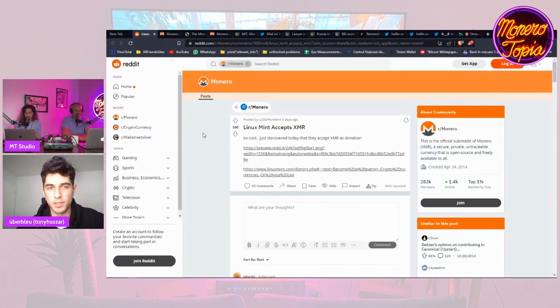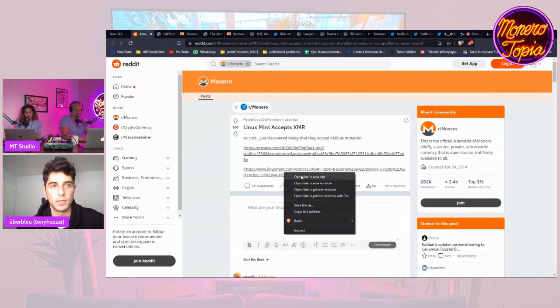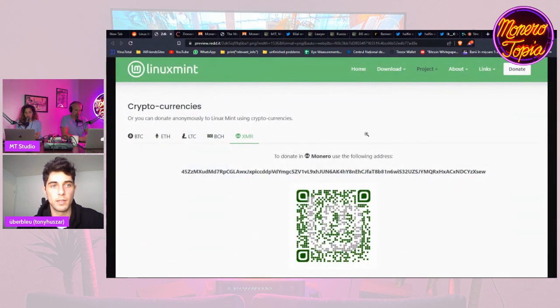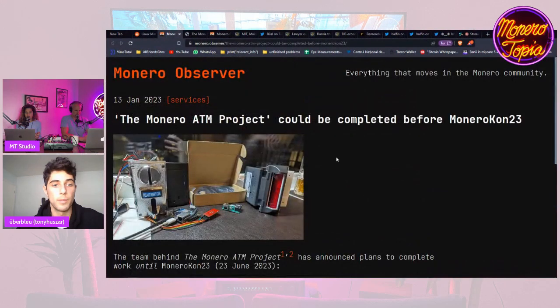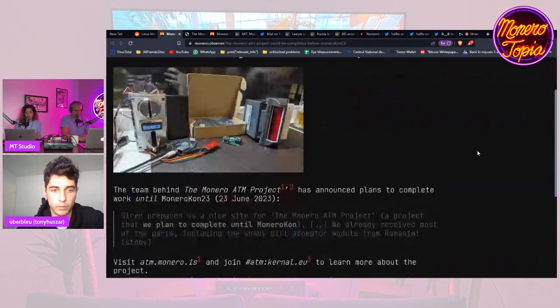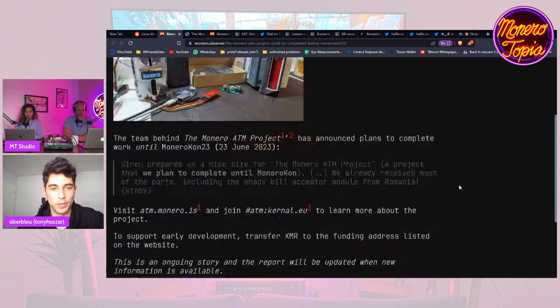The first thing that I want to mention that I found interesting and cool is that Linux Mint accepts Monero as donations. If we open these links from Reddit, you can see right here that you can actually donate Monero to Linux Mint. So that's really interesting. And then there's a Monero ATM project that could be completed before MoneroCon 23. That is going to be on the 23rd of June, 2023. That's a lot of 23s.